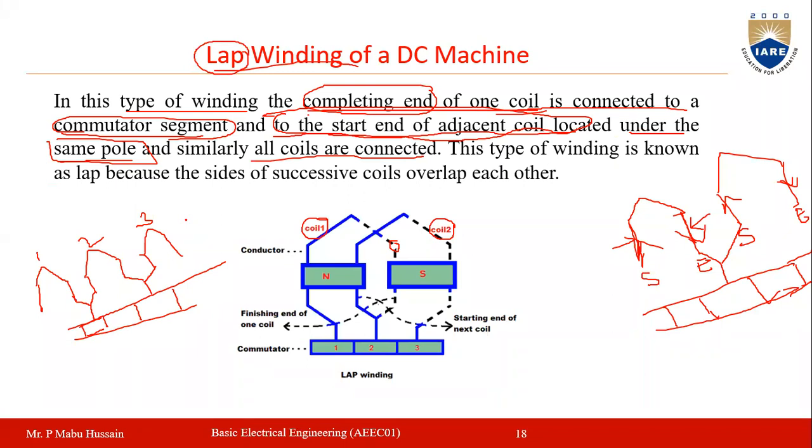Okay. So in lap winding, successive coils will overlap each other. If you see in this figure, this coil and this coil, these two coils will overlap. Because of this reason, this winding is called a lap winding, as they are overlapping each other.